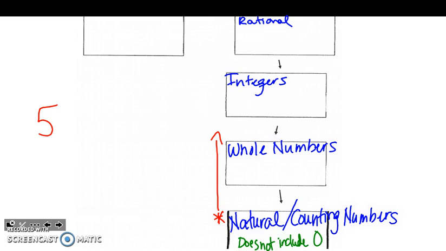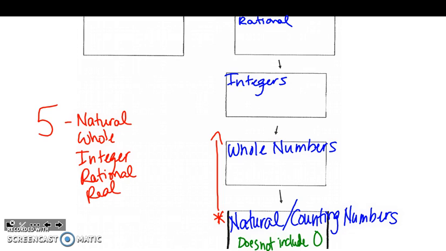Once you find the lowest category it falls into, then you can list all the other ones for it. So we would write down that it's a natural number, it's a whole number, it's an integer, it's rational, and it's real. Notice some numbers can have up to 5 different names, okay? The lowest number of names that an integer could have is 2.